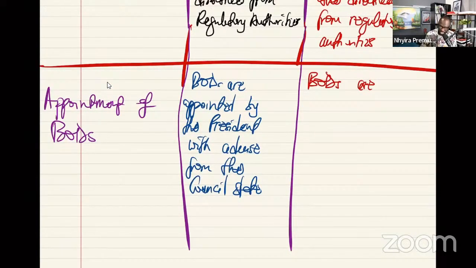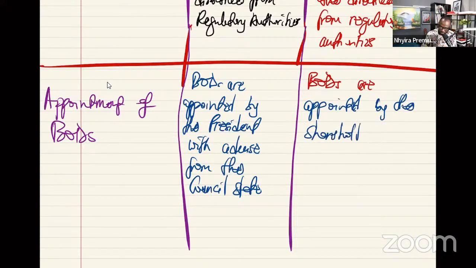Board of directors here are appointed by the shareholders. Then we can even talk about accountability. Public entities are accountable to Parliament and the citizens as a whole. But private sector entities are accountable to their shareholders and the regulatory authorities. So the differences we can talk about a lot. That is also another one we can talk about, accountability.